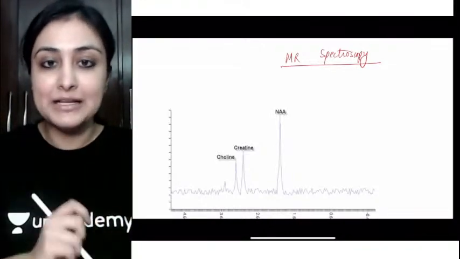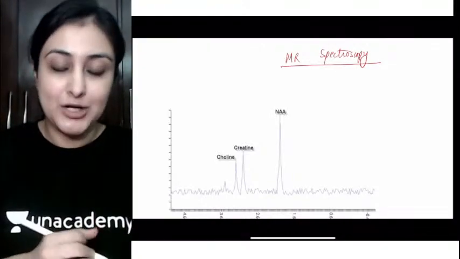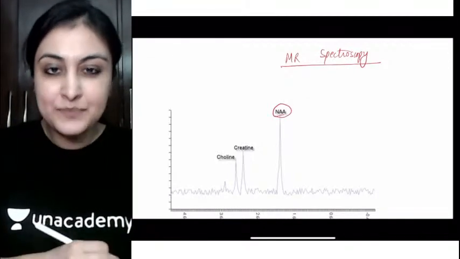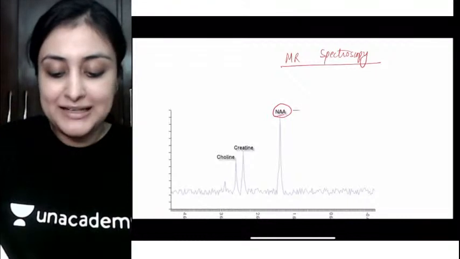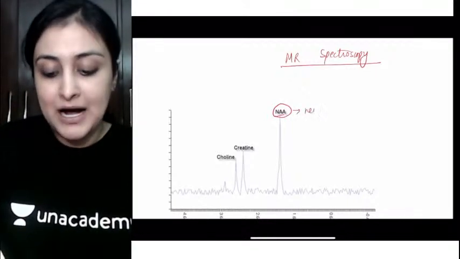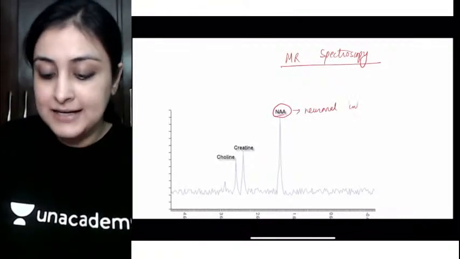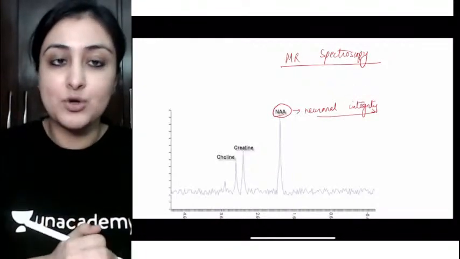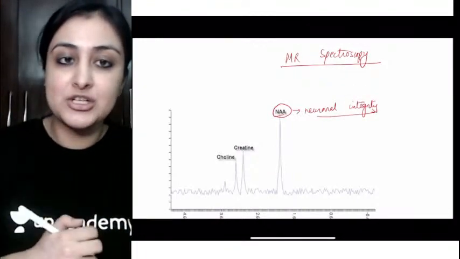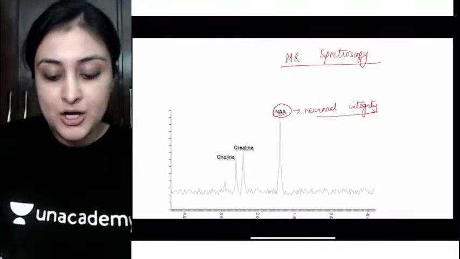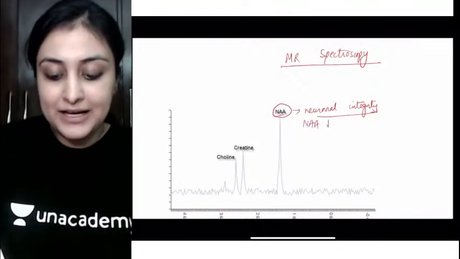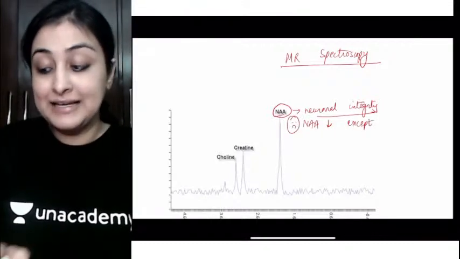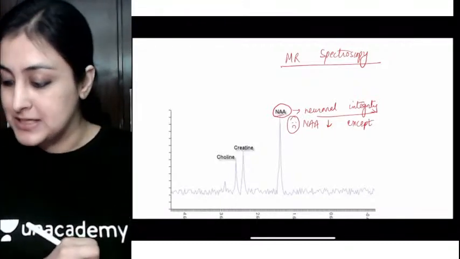So in the brain we have three main metabolites. One is N-acetylaspartate, NAA. No need to remember the full form, but NAA marks what? It marks the neuronal integrity. If neurons are getting destroyed, any brain pathology, tumor, inflammation, anything, NAA will go down. Do you agree? So any pathology, NAA goes down. Except one pathology where NAA increases, where the enzyme is missing.